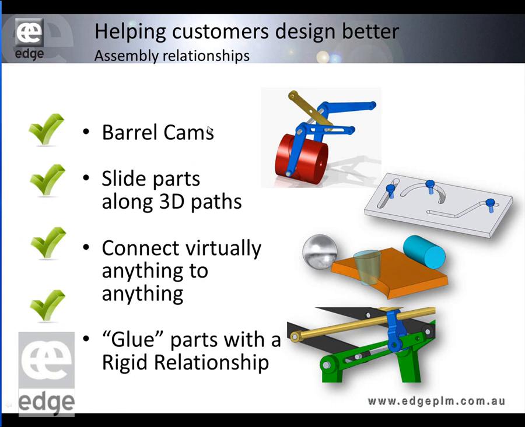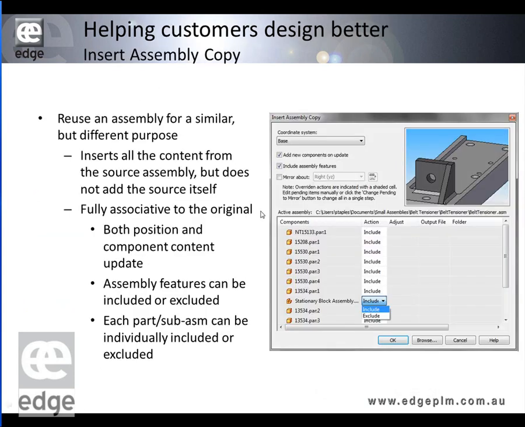Assembly relationships, we've got a lot of new relationships, and we've enhanced a lot of existing ones. Most noticeably is the path relationship, doing things like barrel cams and sliding along 3D parts. The connect relationship has been significantly reworked, and we've got a glue. We can glue parts with a rigid relationship now. That's extremely useful. We'll have a look at some of those in a moment, so panic not.